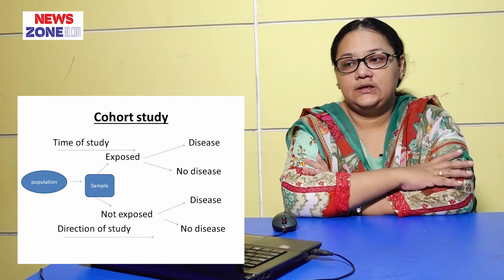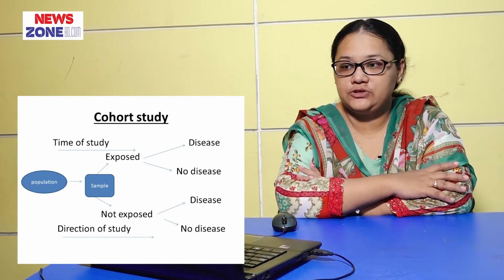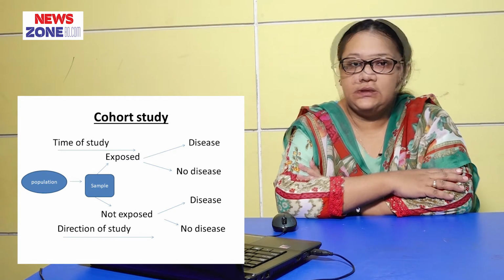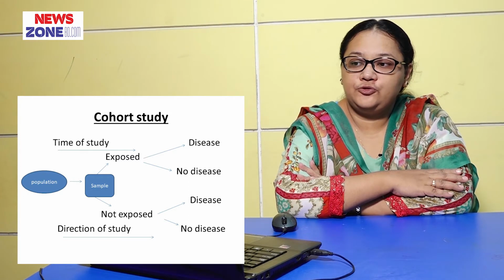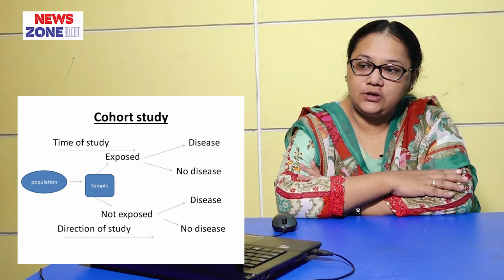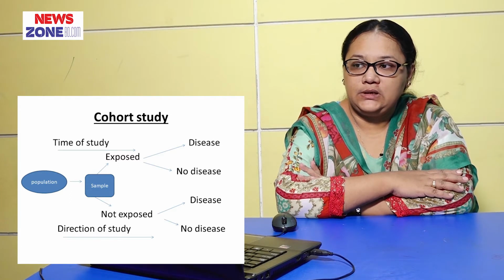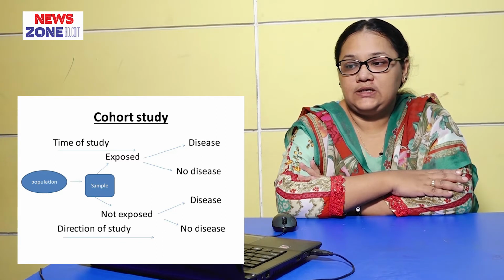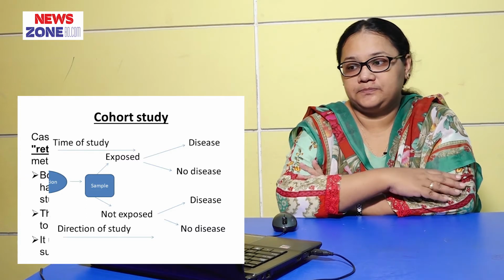In cohort study, we first select a population. From the population we select a sample, then the sample is divided into two groups, exposed group and not exposed group. In cohort study, time of study is forward looking and direction of study is also forward looking.